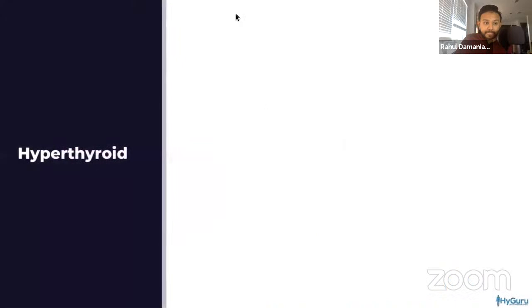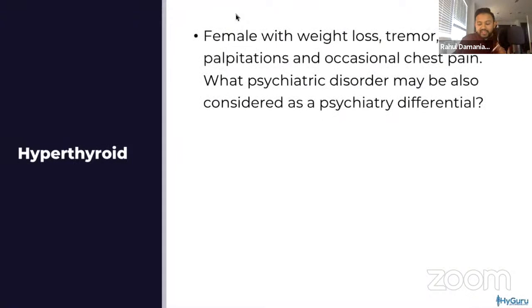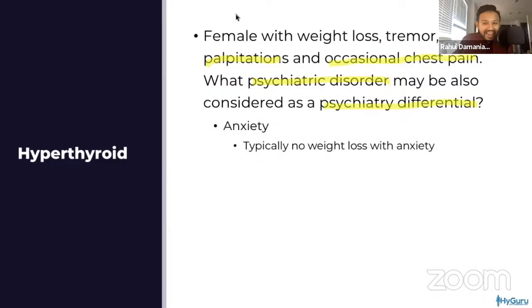All right, I have to shift gears back to hyperthyroid, and we're going to do a similar deep dive. A female presents with weight loss, tremor, palpitations and occasional chest pain. What psychiatric disorder may also be considered as a psychiatry differential? If hypothyroidism was related to depression, hyperthyroidism can be related to anxiety. Again, another key feature is that with anxiety, there typically may not be any weight loss. So again, somatic symptoms help you tease out the psychiatry diagnoses from your thyroid diagnoses.